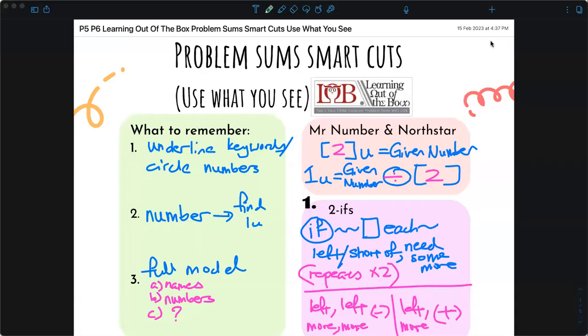All right, in this problem sum smart card sheets, you can see we follow a method which is called "use what you see". A lot of times for a problem sum, you can actually just follow the keywords by reading in an organized way from left to right, from the first line to the last line. Then you just follow step by step.